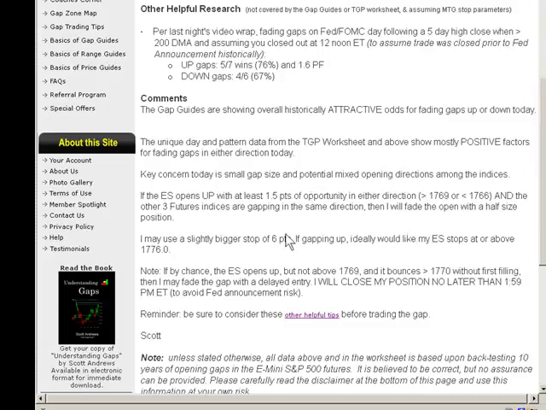Said I'd fade them in the half-size position. May use a slightly bigger stop, depending upon the size of the gap. I did end up with a 6-point stop because we opened right at the criteria, 1769. And also said if it opened below it but then bounced before it filled, then I'd go short on delayed entry. Again, when you see this many scenarios I'm laying out, I'm trying to get short, okay? And I'm trying to do it in my core account.